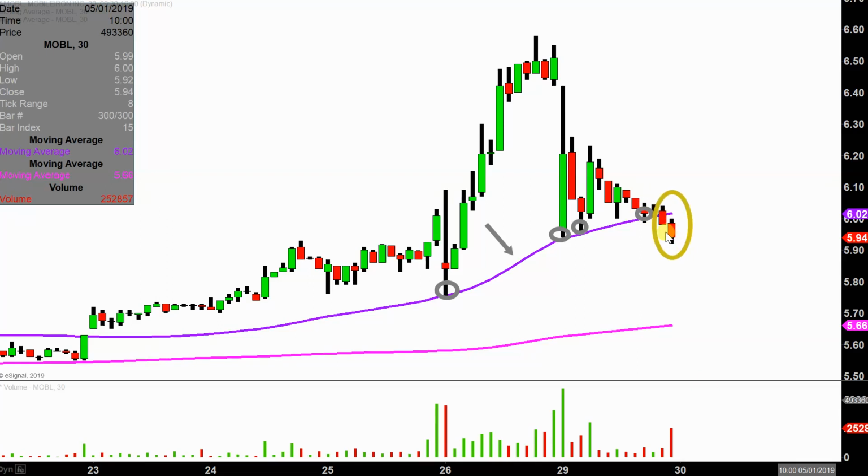So therefore, as the rule states, when levels of support are broken, they tend to act as resistance. So if there is any sort of attempted bounce back to the upside on Tuesday, then right around the $6 mark, give or take, is going to be that initial level to watch from a resistance standpoint.